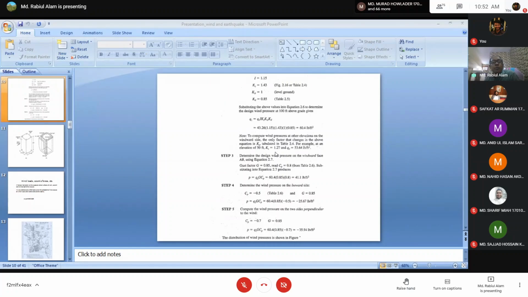Kz value will be changed, exactly. In the 100 feet case, the Kz value is 1.43, but in the 50 feet case that value will be different, so you have to take that value from the table. This value is also the value for qh, because the maximum height is 100 feet. Clear, everybody?